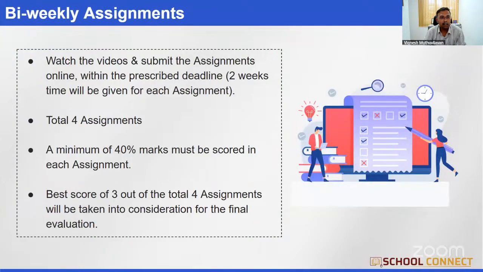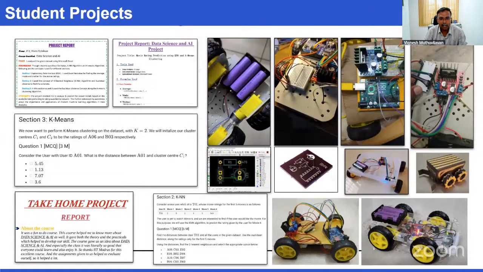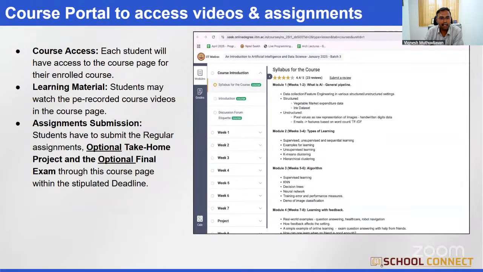Okay, so a total of 4 assignments would be given, and you have to score at least 40% in each of these assignments, and the best 3 out of 4 will be used for the final evaluation. And students who successfully complete this requirement will get the certificate of participation. And yeah, here are the course portal and other details. So maybe I will skip that. Maybe Kamala will answer a few of these.